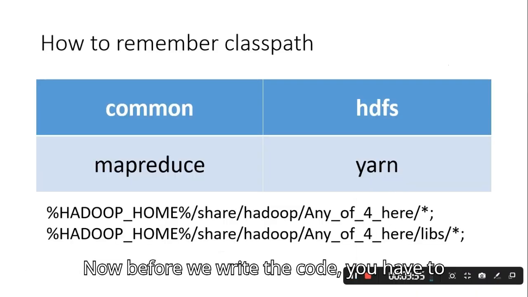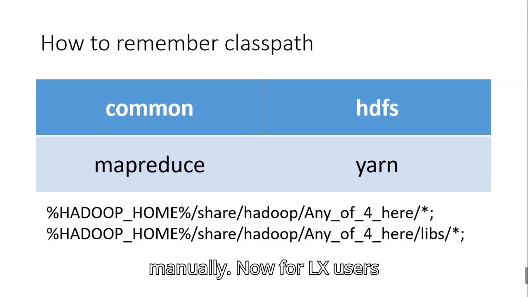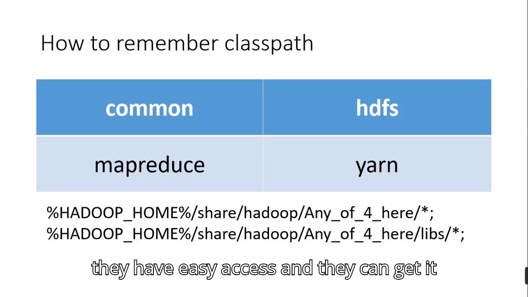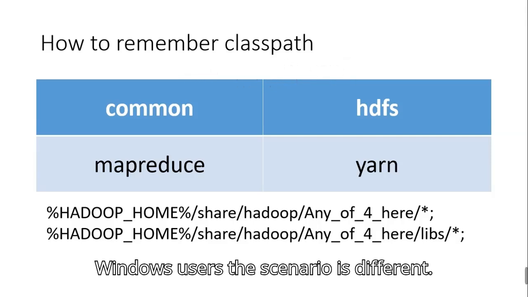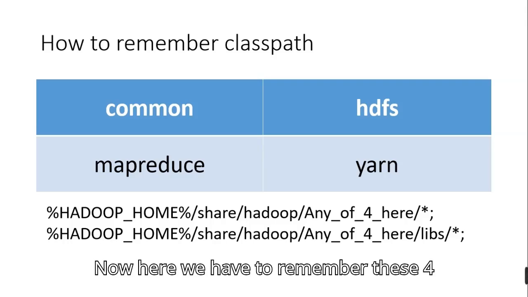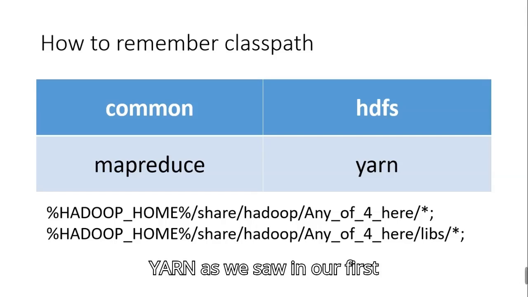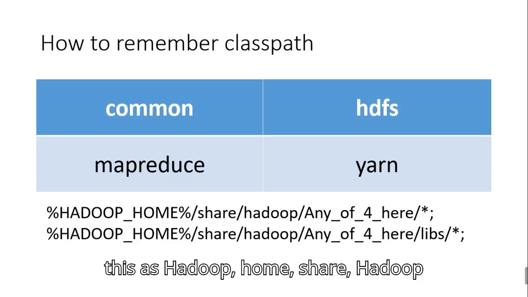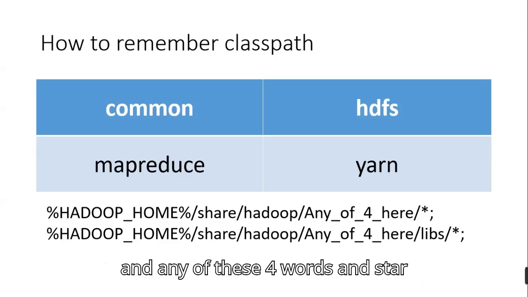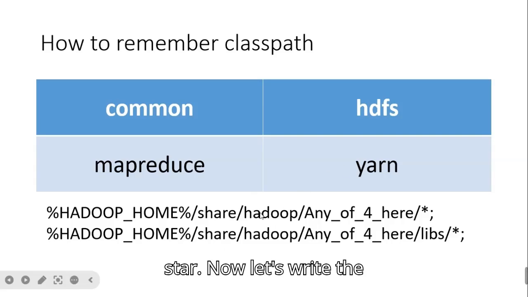Now before we write the code, you have to remember how to write a classpath manually. For Linux users, they have easy access and they can get it using hadoop classpath. But for Windows users, the scenario is different. Here we have to remember these 4 words: common, HDFS, MapReduce, yarn, as we saw in the first part of the Hadoop installation. We are going to remember this as HADOOP_HOME, share, hadoop, and any of these 4 words, and star, and any of these 4 words, libs, and then star. Now let's write the command in the command prompt.